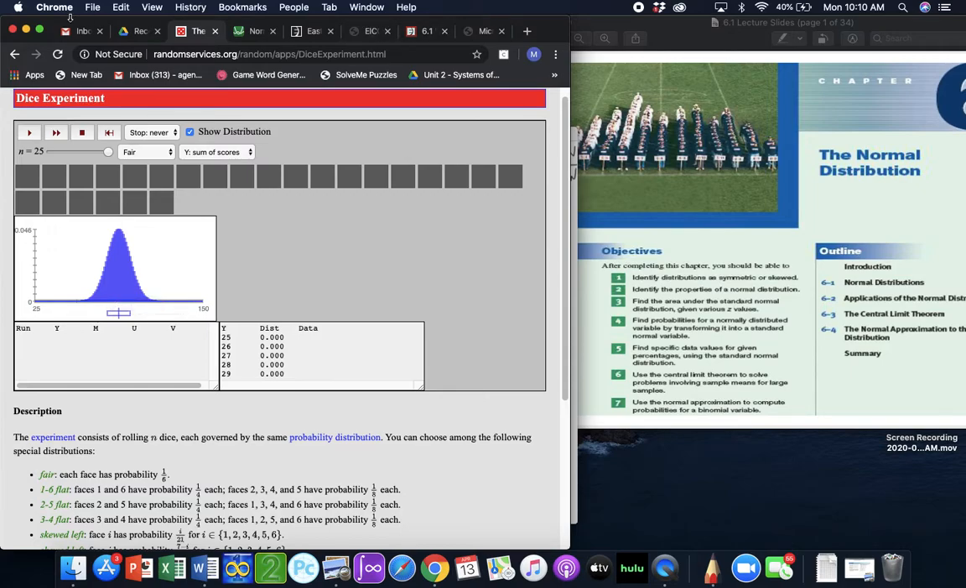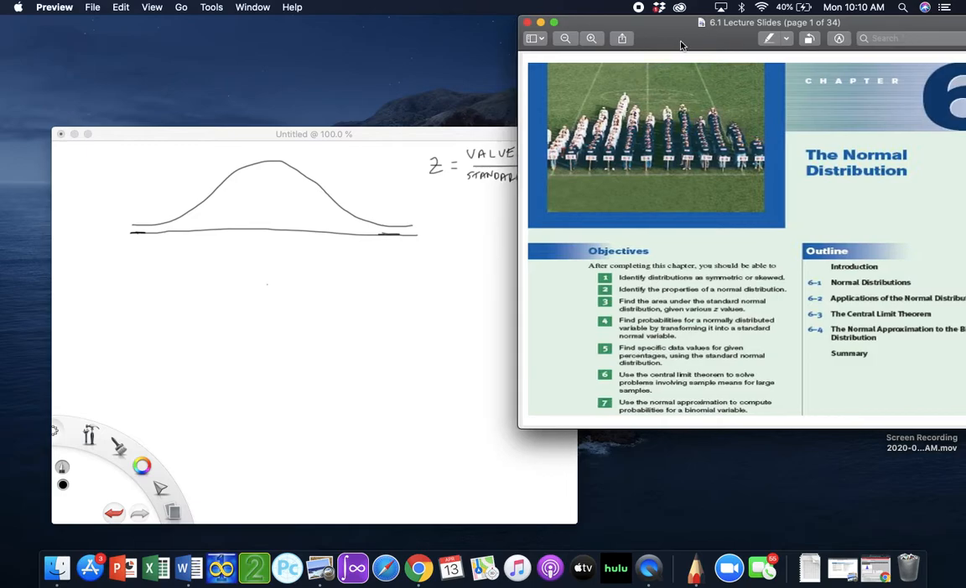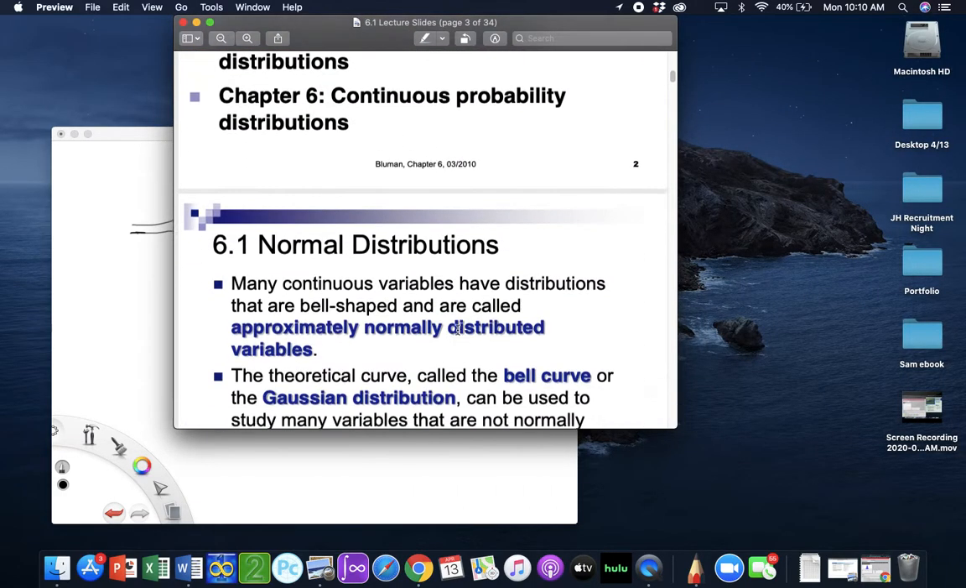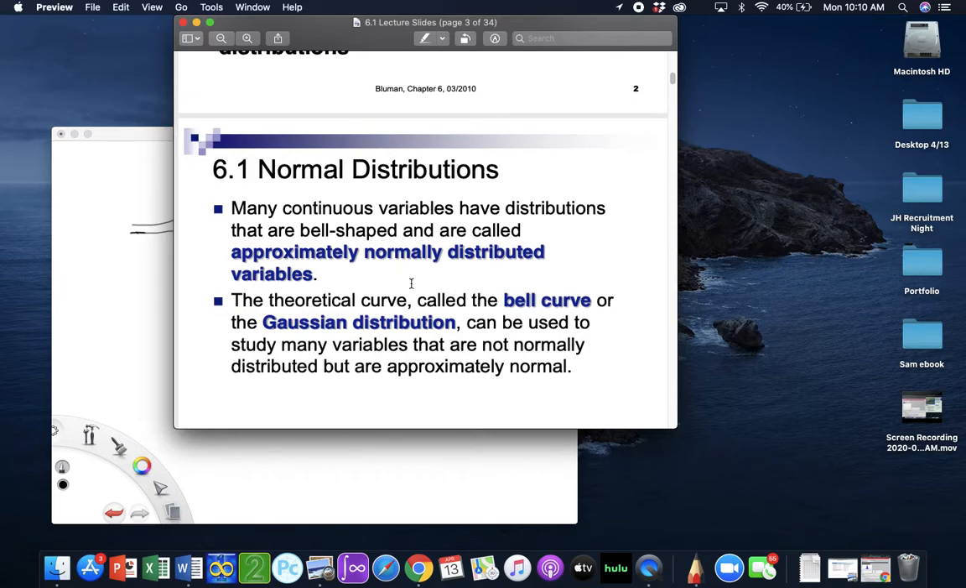I'm going to put the dice idea away for a little bit, and bring up our slides here. Again, we're talking about approximately normal distribution. If you recall the dice thing, if I roll a dice 10 times, I might get different numbers. It's not going to be exact. For example, if I roll the dice 6 times, I should theoretically get 1 of each number because everything has a 1 in 6 chance. But as we proved in class, that's not possible.